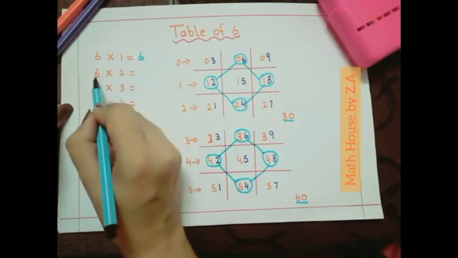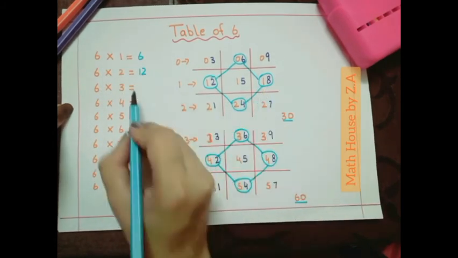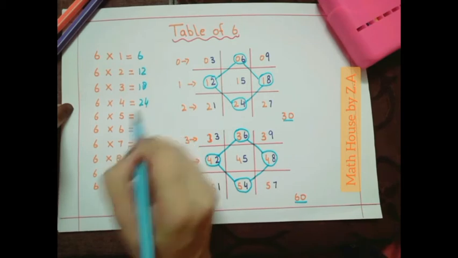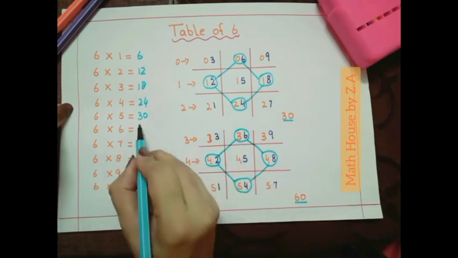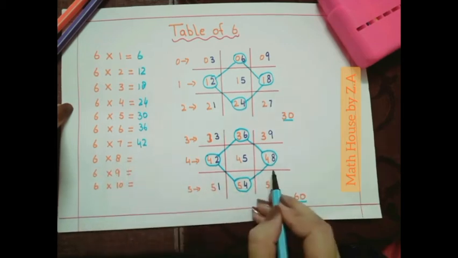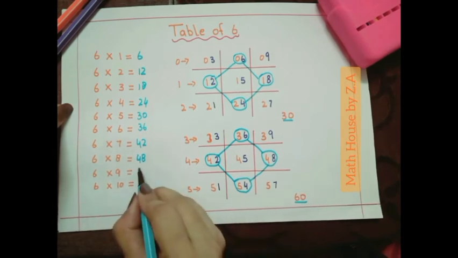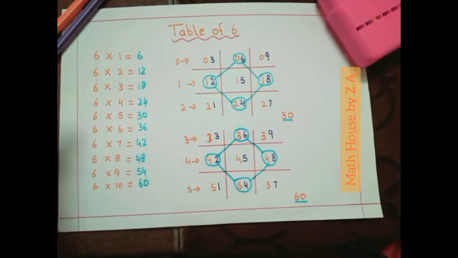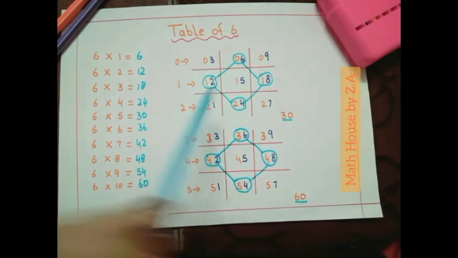6 ones are 6, 6 twos are 12, 6 threes are 18, 6 fours are 24, 6 fives are 30, 6 sixes are 36, 6 sevens are 42, 6 eights are 48, 6 nines are 54, and 6 tens are 60. The table is complete. You can easily write the table of 6 by using this pattern.